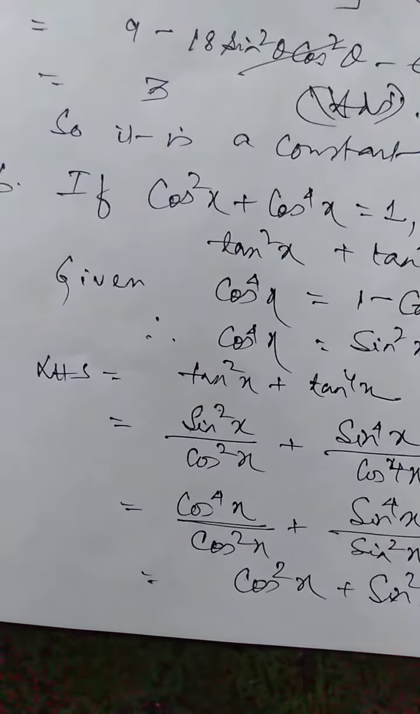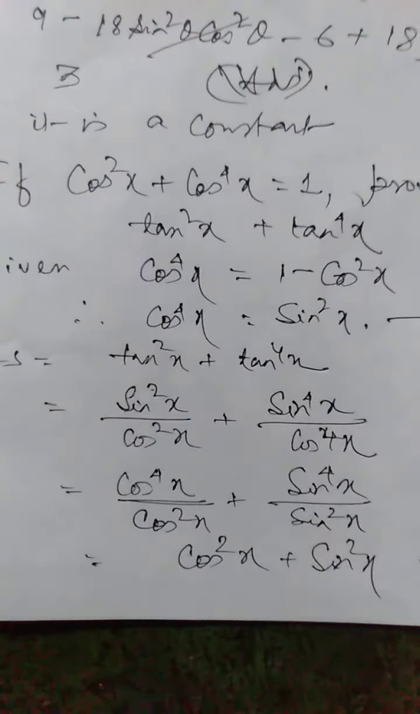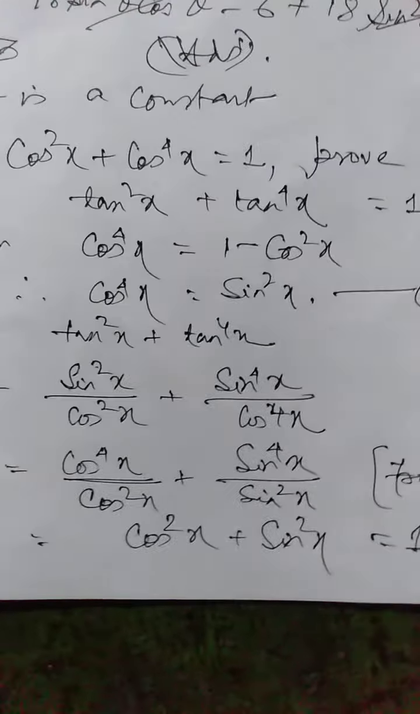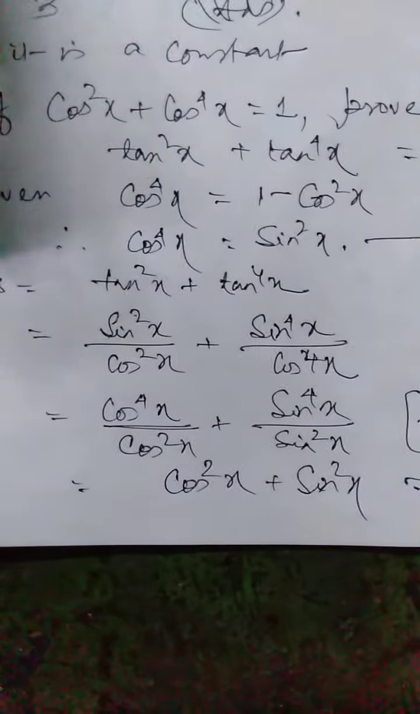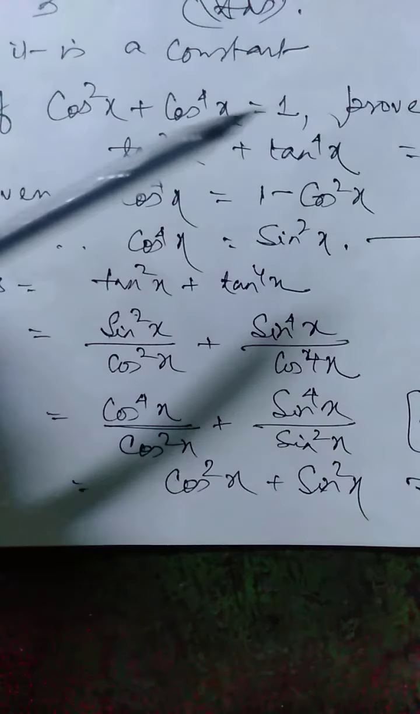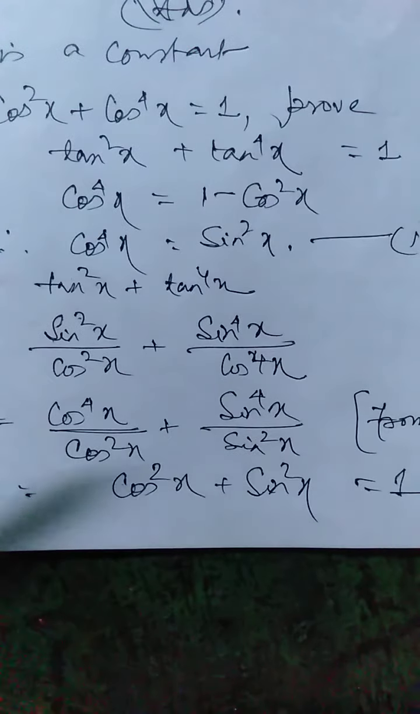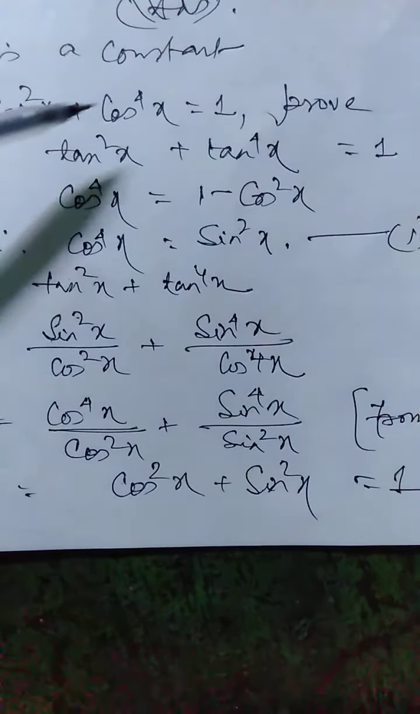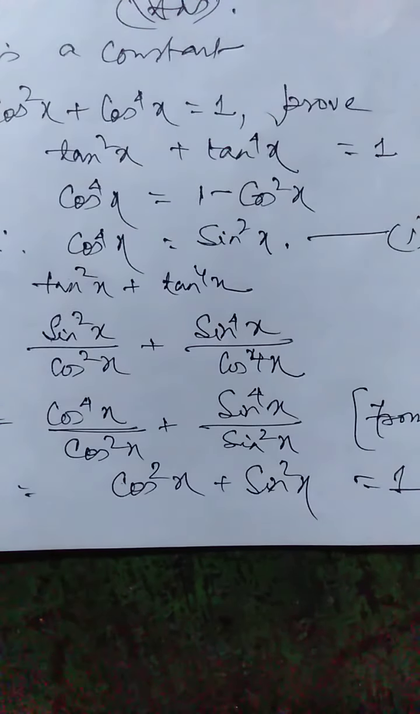Acha. Now question number 6. The question is, if cos square x plus cos^4 x equals 1, prove that tan square x plus tan^4 x is also equal to 1. So given that cos square x plus cos^4 x equals 1, you have to prove that tan square x plus tan^4 x is also equal to 1. Now see, cos^4 x is what? 1 minus cos square x, because this cos square will go this side. So cos^4 x is equal to sin square x.